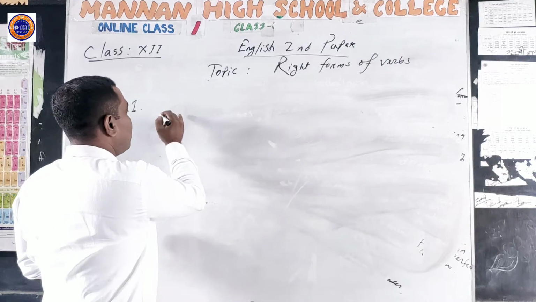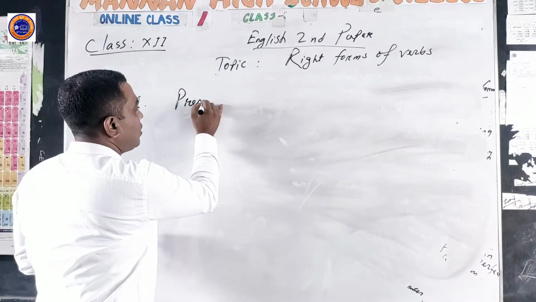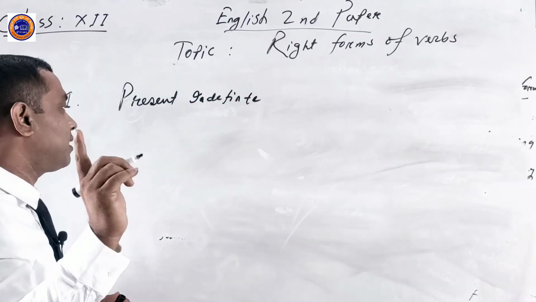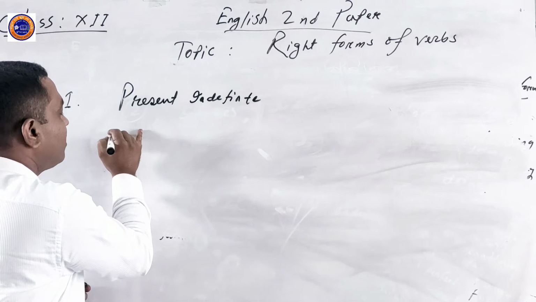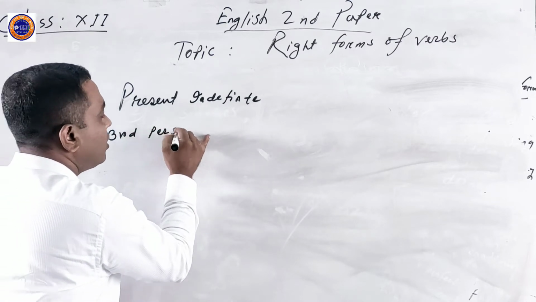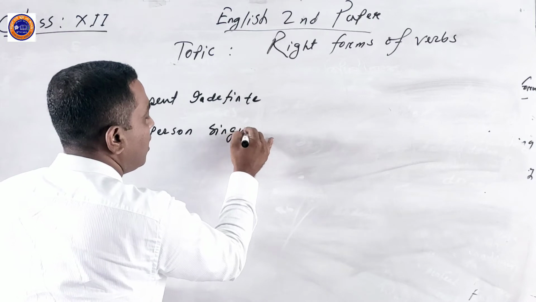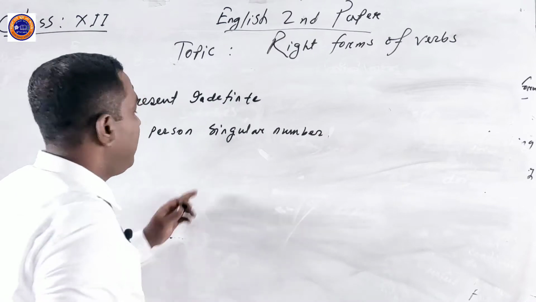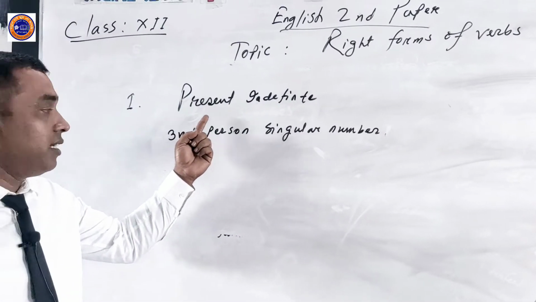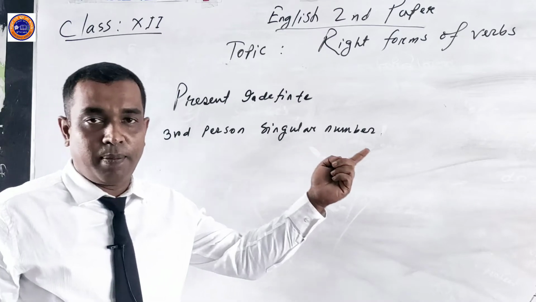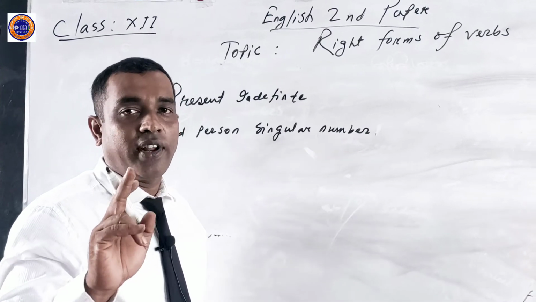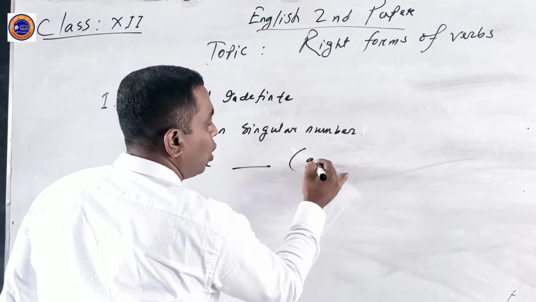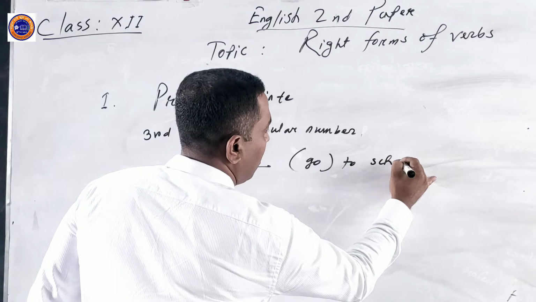Number one: if the sentence is present indefinite tense and the subject is third person singular number, you have to use s or es with the verb. I am giving you an example: she go to school daily.